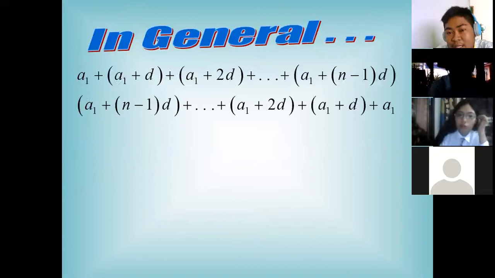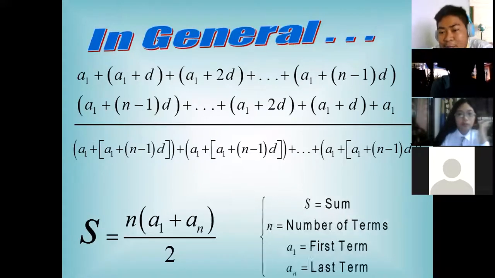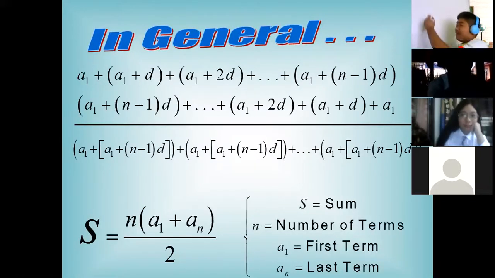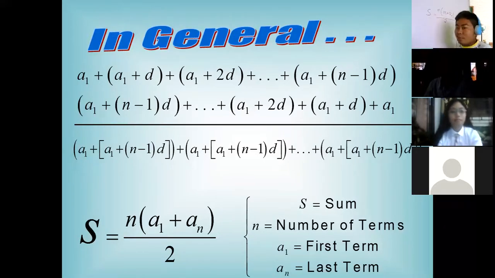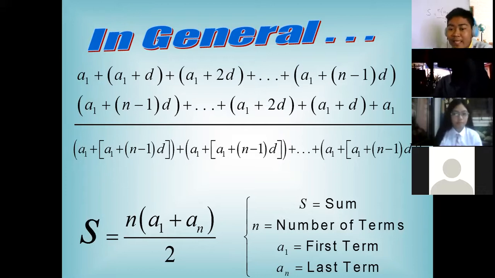So, in general, we have the formula. Ayan, di ba? Mas madali. S is equal to n times a1 plus an all over 2, wherein ang S natin is the sum, ang n natin is the number of terms, a1 is the first term, and an would be the last term.